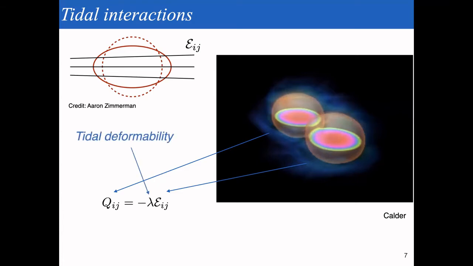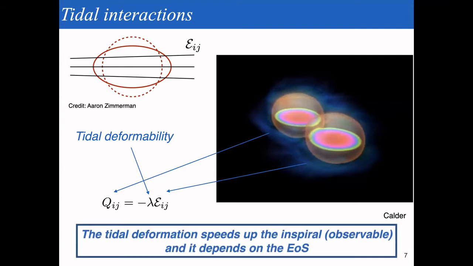And the constant of proportionality is the main quantity we'll be talking about with gravitational waves, called tidal deformability, and it tells you how easy or how difficult it is to deform a neutron star. And that depends on the equation of state. The bigger the neutron star, the less compact it is, the easier it is to deform it, the larger this parameter is.